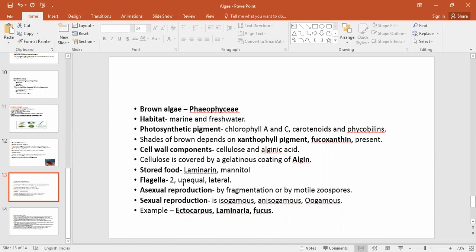Flagella are present here too, unequal in size, with a lateral arrangement. The asexual mode of reproduction is by fragmentation or by motile zoospores. They may also reproduce by the sexual mode, using isogamous, anisogamous and oogamous mechanisms. Examples are Ectocarpus, Laminaria, and Fucus.